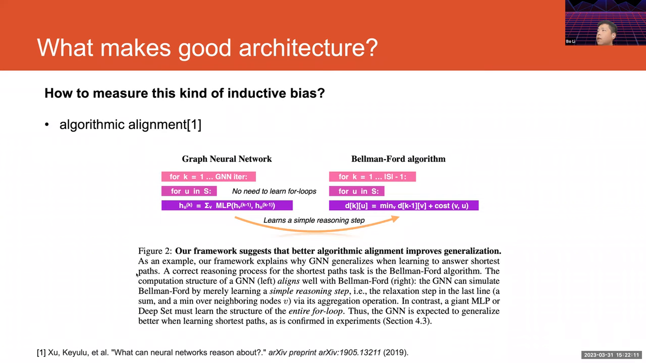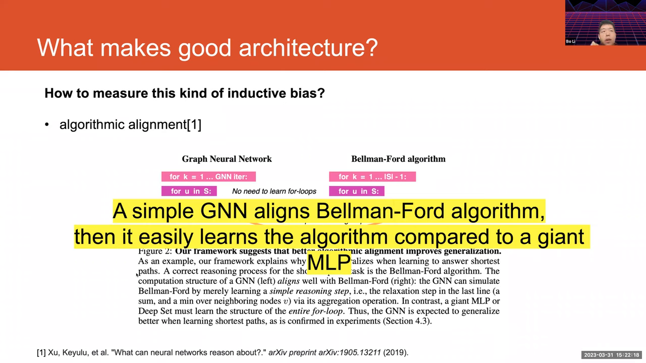And he proves that the GNN is aligned with the Bellman-Ford algorithm. His results can be summarized in one sentence: a simple GNN aligns with the Bellman-Ford algorithm, and so it easily learns the algorithm compared to an MLP. So you can use a GNN to better learn the Bellman-Ford algorithm compared to a very large MLP. Our focus is gradually motivated by the ViT's emergence and the theoretical foundations of algorithmic alignment.